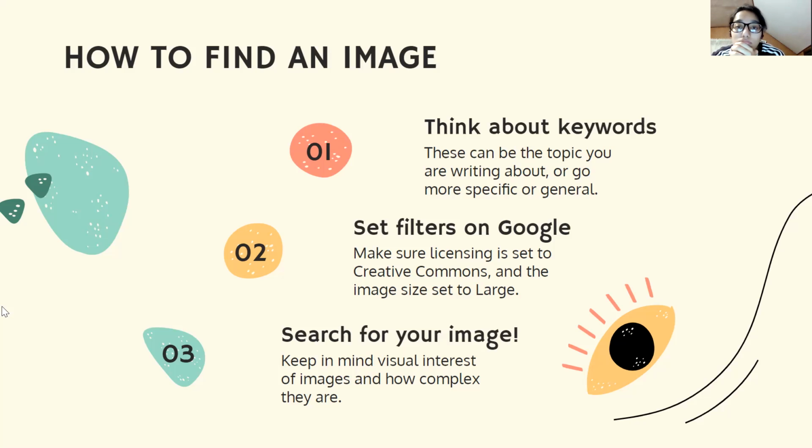And then for the more technical side of things, setting filters while you're looking for images. When you're looking for images on Google, make sure the licensing is set to Creative Commons and the image size is set to large. That way you can ensure that the pictures you find are all high resolution and good quality. When searching for your images, keep in mind the visual interest of the image, how aesthetic it looks, and how it will look with your piece.